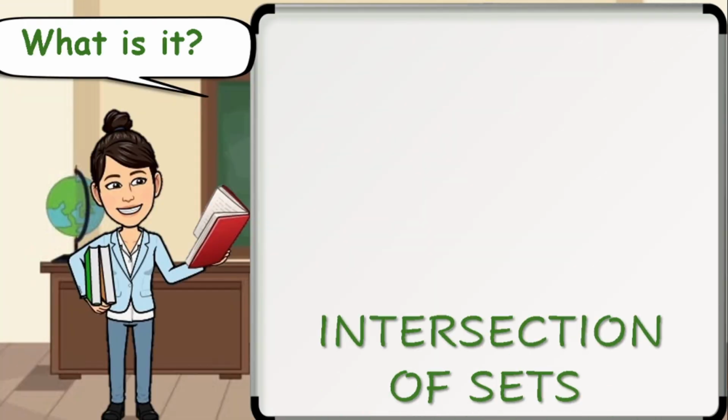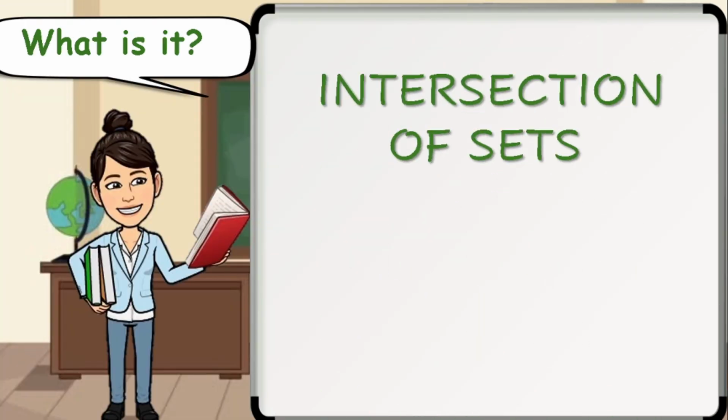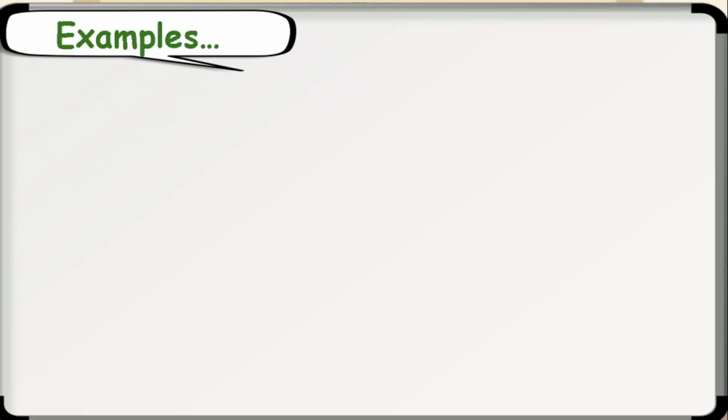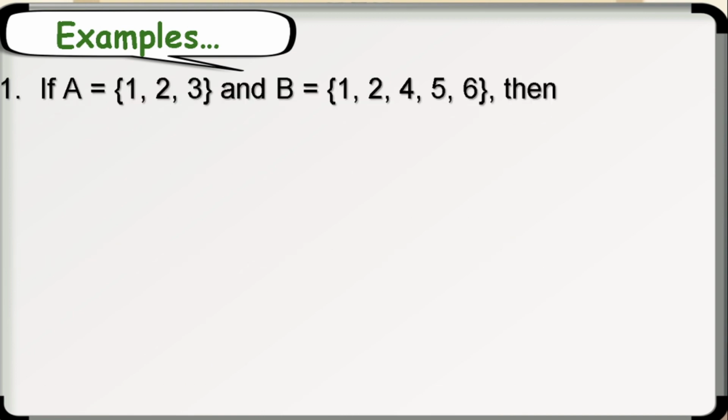Next, we have the intersection of sets. Say we have the intersection of set A and set B. Then this is the set of all elements common to both sets A and B. For example, number 1, if A is equal to 1, 2, 3 and B is equal to 1, 2, 4, 5, 6, then the intersection of set A and set B is 1 and 2.